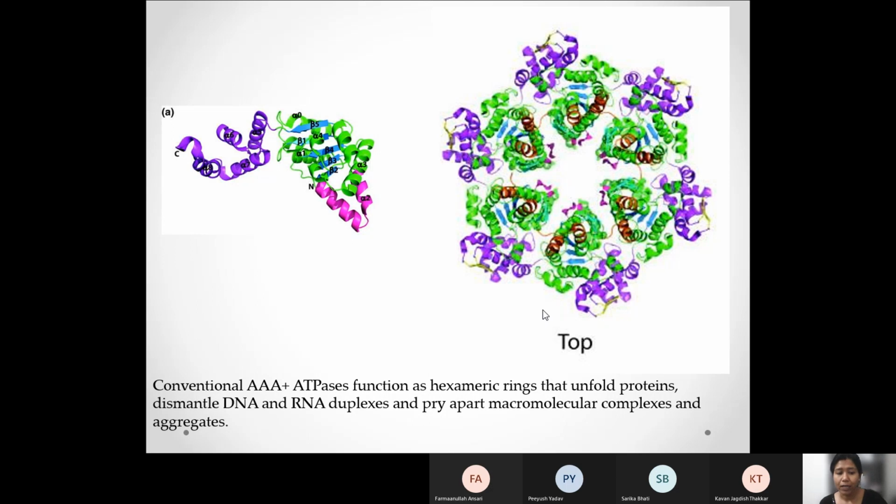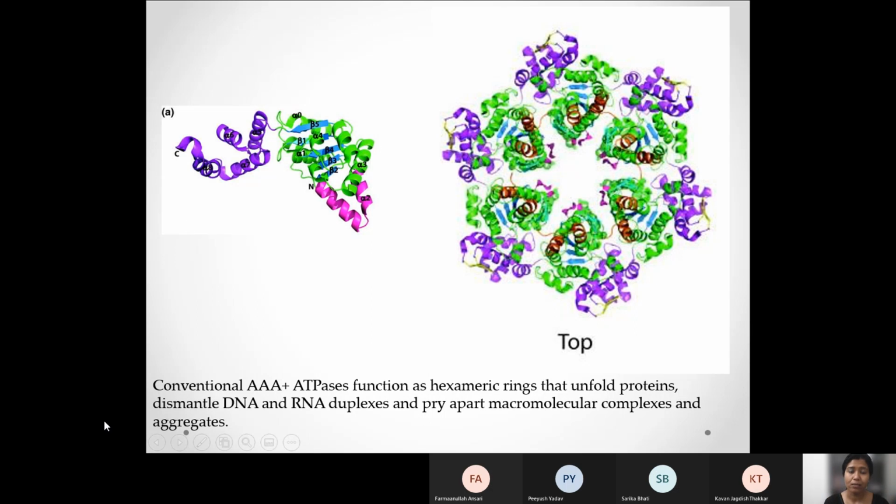And if you look at this, this is one unit of an AAA ATPase. If you look at this very carefully, you will see that it has a small subdomain, or a small domain, and a large domain. And the large domain is where the ATP binds. Okay, so this is AAA ATPase. I've not come to dynein yet. This is just AAA ATPase. It has a small domain and a large domain, and the large domain is binding to ATP.